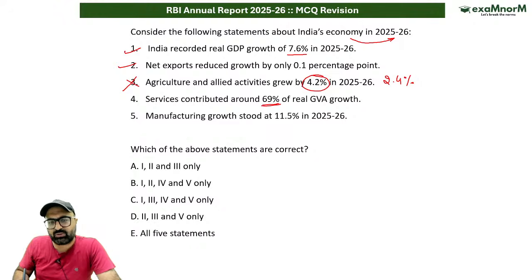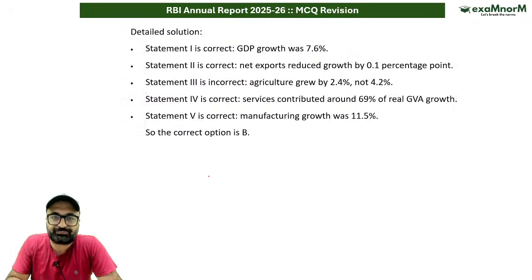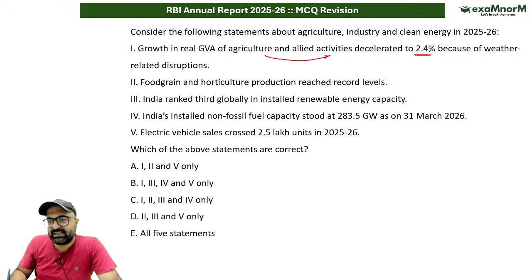Services contributed around 69% of real gross value addition, correct. Manufacturing growth witnessed 11.5%, correct. So the answer would be 1, 2, 4 and 5. That means B option is correct. Agriculture sector में growth है, लेकिन वो growth percentage कितना है? So that is 2.4% only. अगला, the next is growth in real GVA of agriculture and allied activities decelerated to 2.4%. Is it correct?